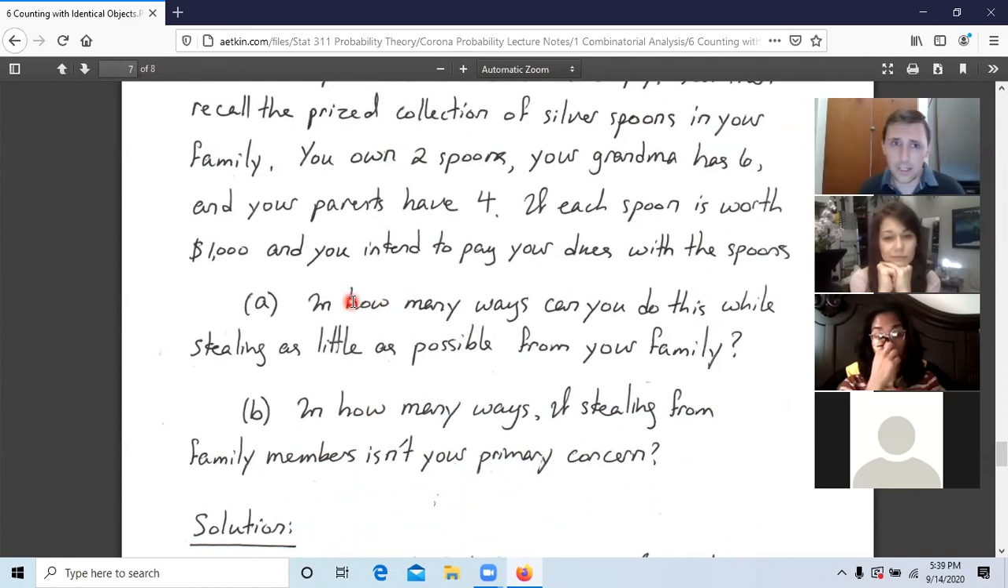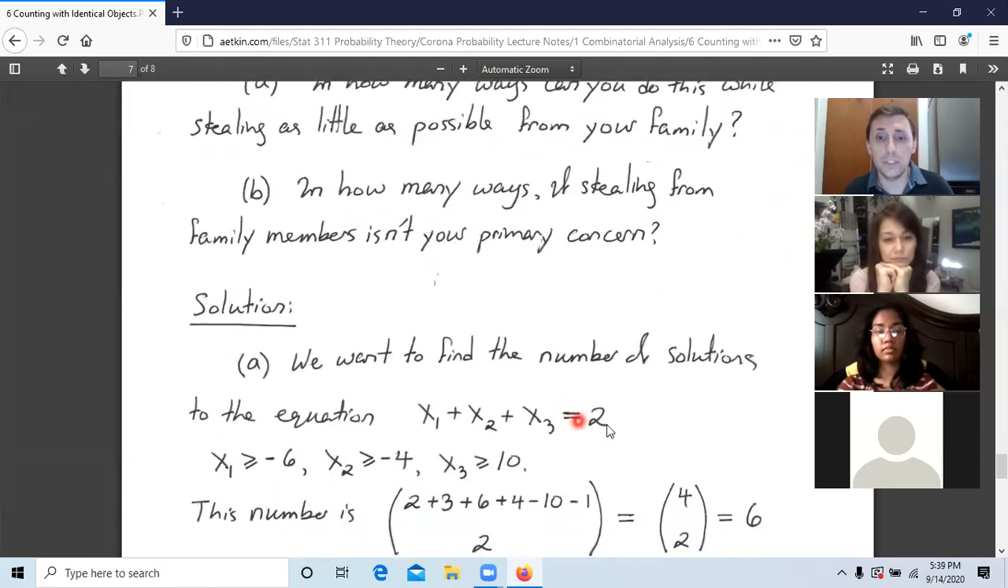You have to pay them using those spoons, right? In how many ways can you do that if you try to burden your family as little as possible? By that I meant that you will give away all your two spoons. Here you have possibilities. X1 is how many spoons you give to your grandmother. If you give her, let's say, minus two, that means you have taken away two spoons, understand? So X1 has to be a number bigger than or equal to minus six.